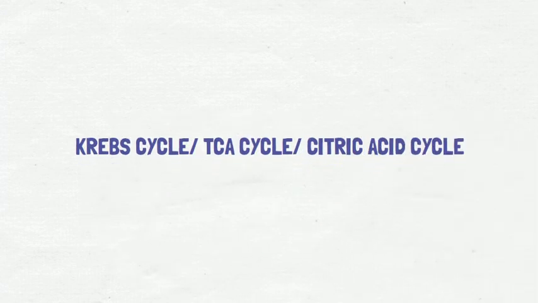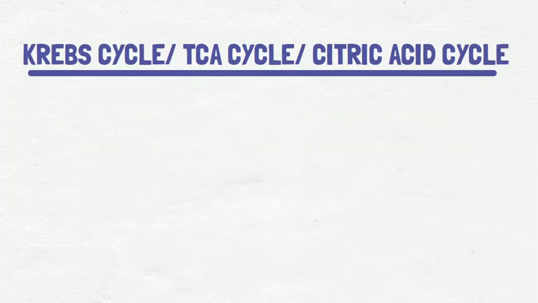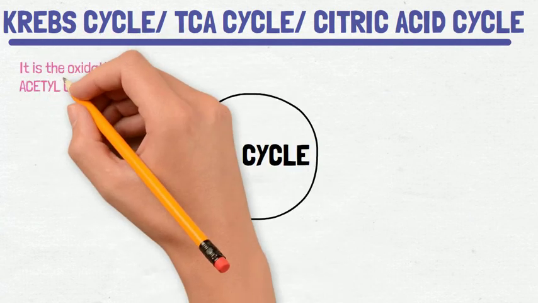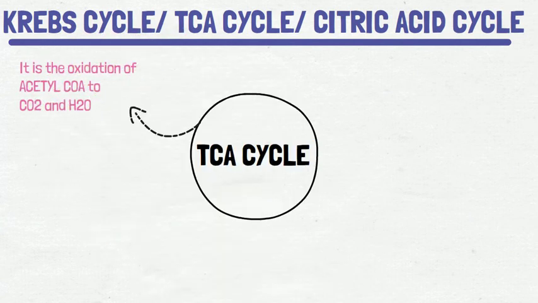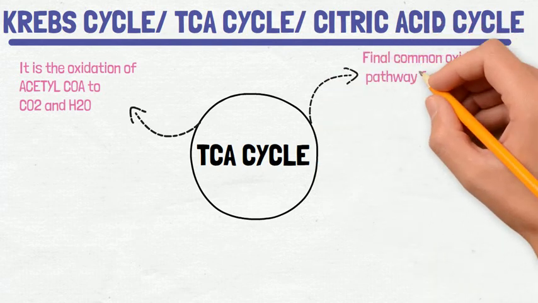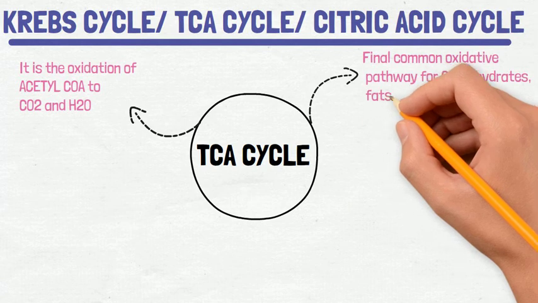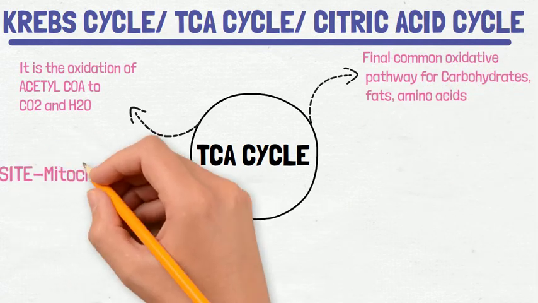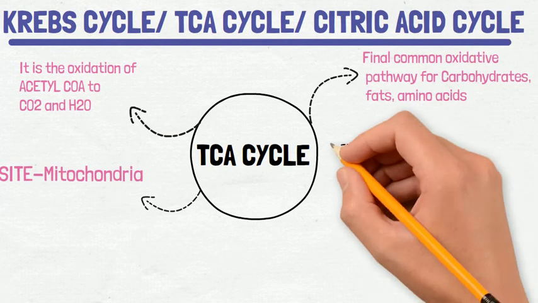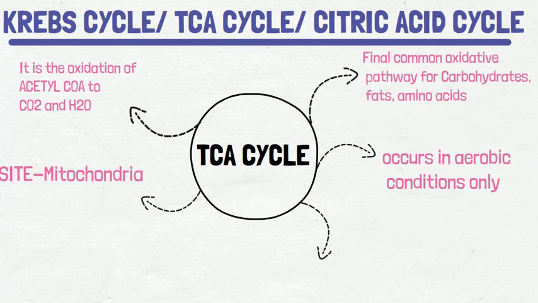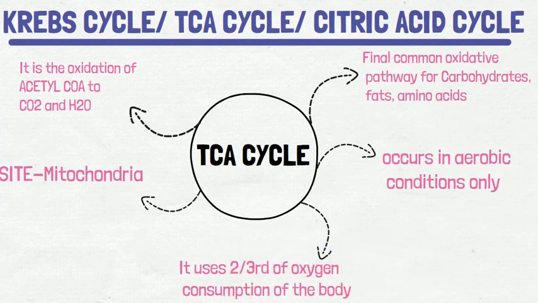Krebs cycle is also called TCA cycle or citric acid cycle. It is the oxidation of acetyl-CoA to carbon dioxide and water. It is the final common oxidative pathway for metabolism of carbohydrates, fat, and amino acids. It occurs in the mitochondria. It occurs in aerobic conditions only, and it uses 2/3 of oxygen consumption of the body.